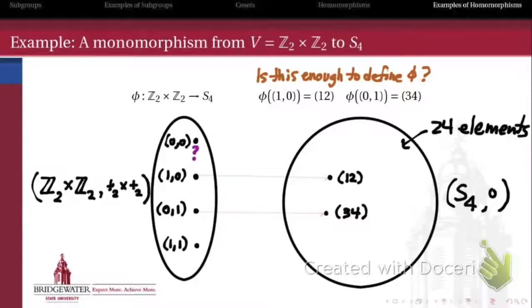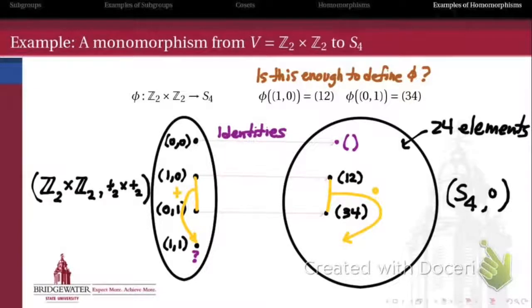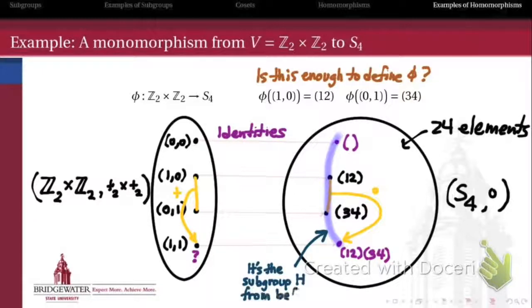Well, sure. Because where does the identity have to go? Every homomorphism sends the identity element of the domain to the identity element in the codomain. So 0, 0 has got to go to the identity permutation. And likewise, because of the product rule, 1, 1 is the result of combining 1, 0 and 0, 1 with the operation in the Klein 4 group, so its image in S4 should be the same as the composition of the images of 1, 0 and 0, 1 in S4. So the composition of 1, 2 with 3, 4, that image had better be 1, 2, 3, 4. So this is indeed a homomorphism. And in fact, the image of this homomorphism is the subgroup that we were looking at before, the subgroup H.